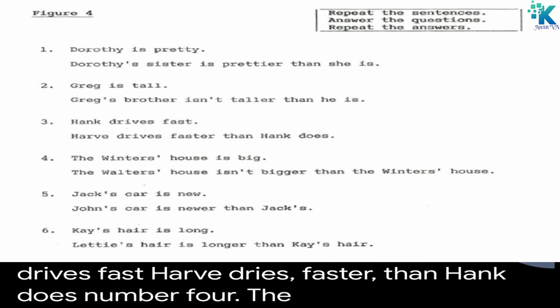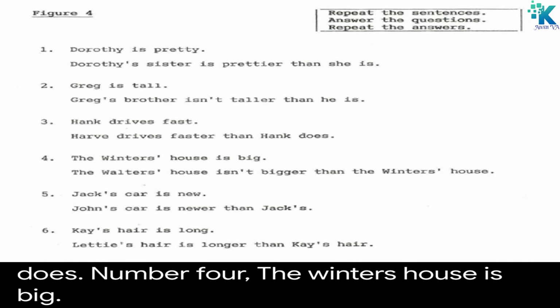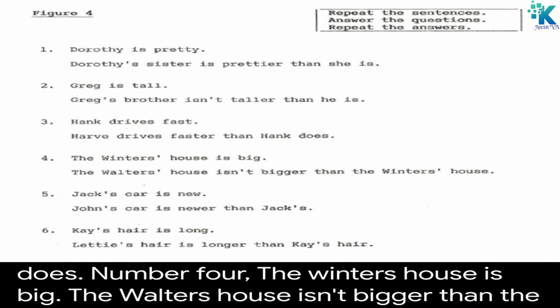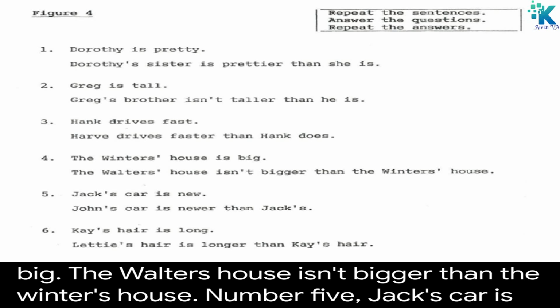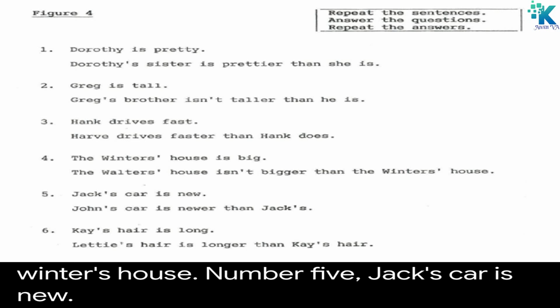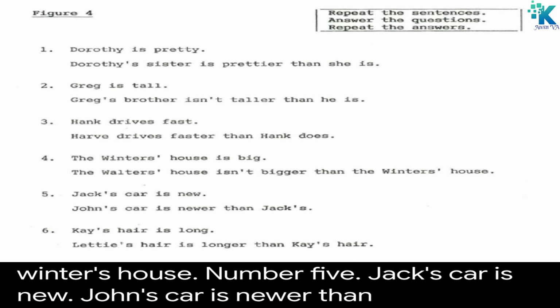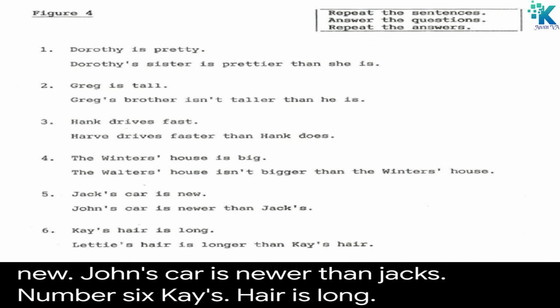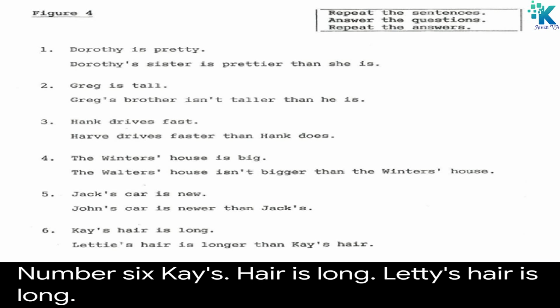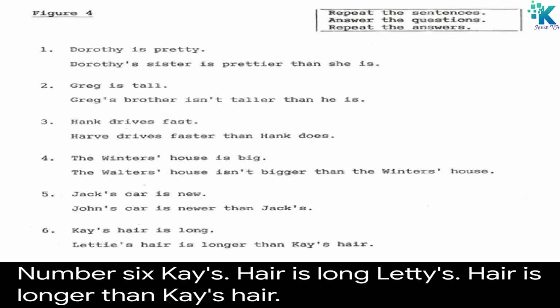Number 4. The Winters house is big. The Walters house isn't bigger than the Winters house. Number 5. Jack's car is new. John's car is newer than Jack's. Number 6. Kay's hair is long. Letty's hair is longer than Kay's hair.